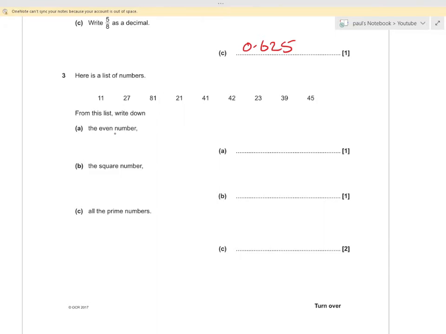Here's a list of numbers. From the list, write down an even number. An even number is 42. The square number, 9 nines are 81. And all the prime numbers. I know that 11's a prime number. 27, no. 41's a prime number. And 23, 13, yeah, 23 is a prime number. I don't know whether they want them in order, I don't doubt it.